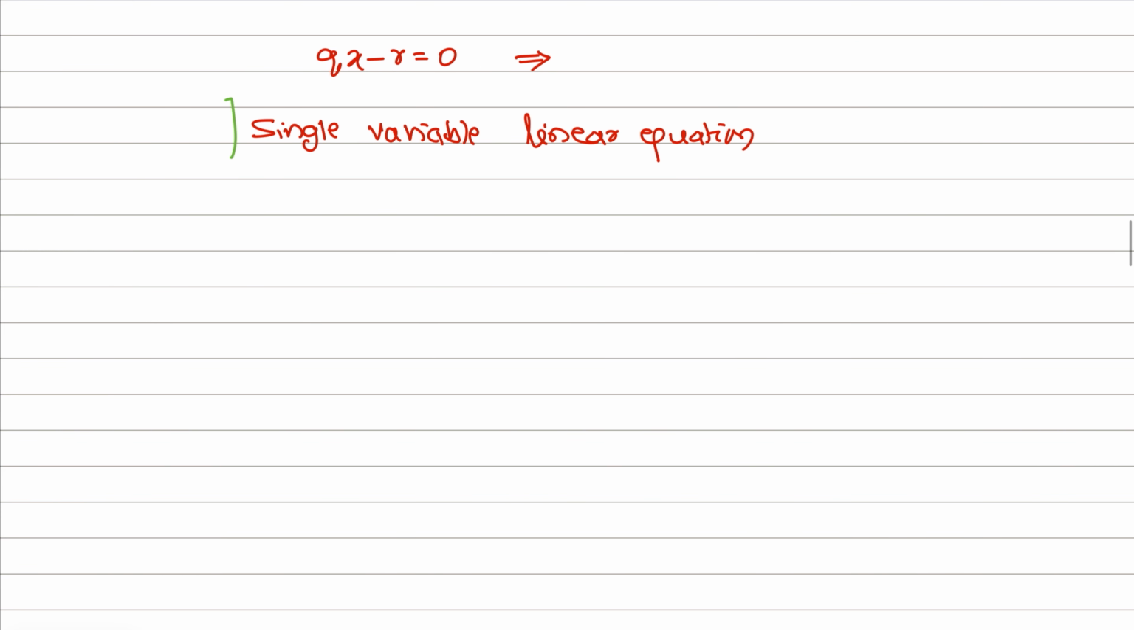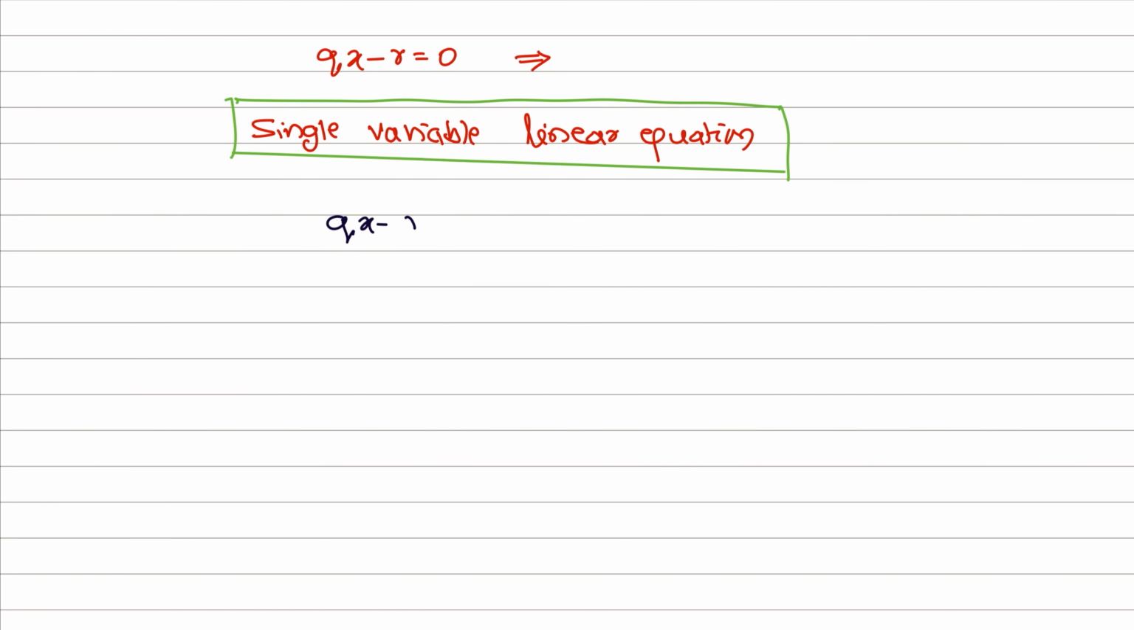Now, in this lecture and for the next few lectures, we will be talking about linear equations with single variable. Next, we will be talking about linear equations with multiple variables, starting with 2 variables. Now, qx minus r is equal to 0 is a single variable linear equation.